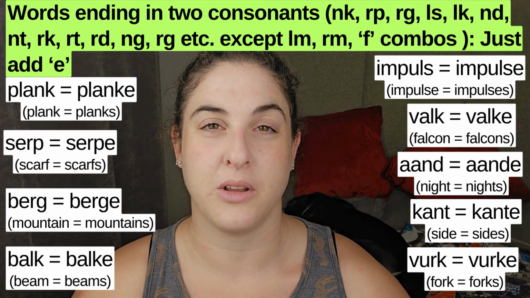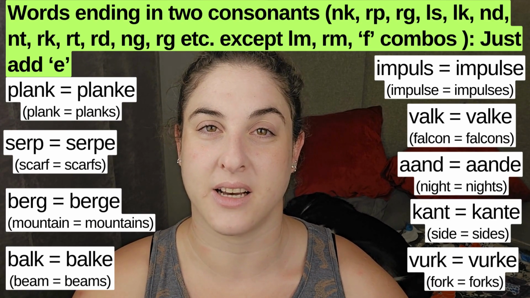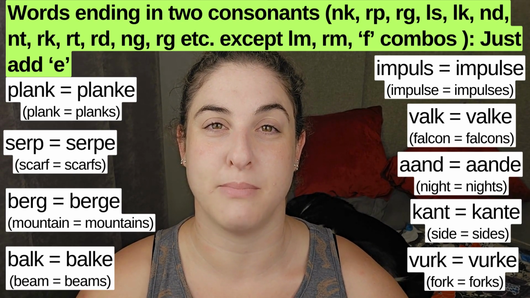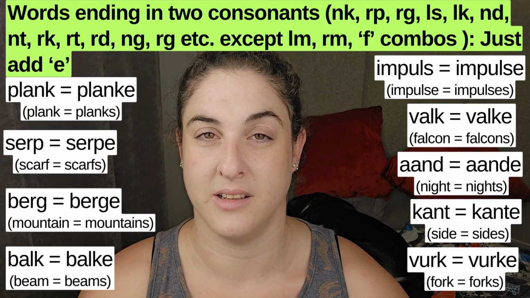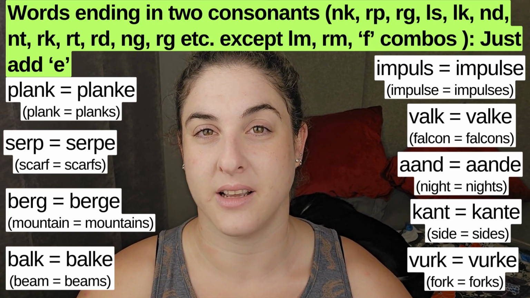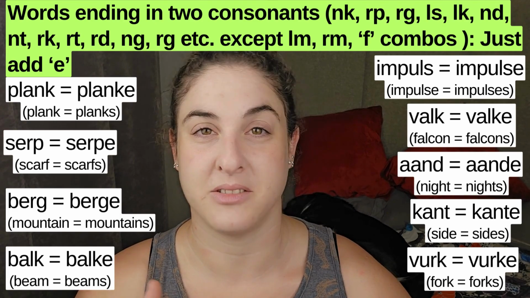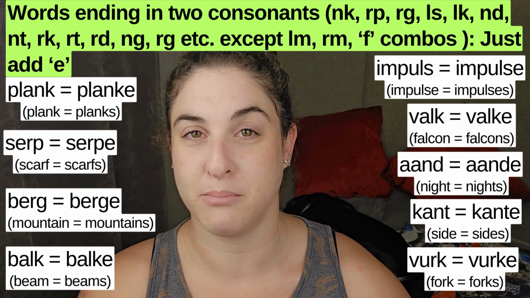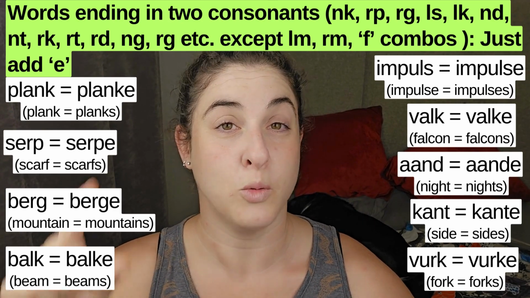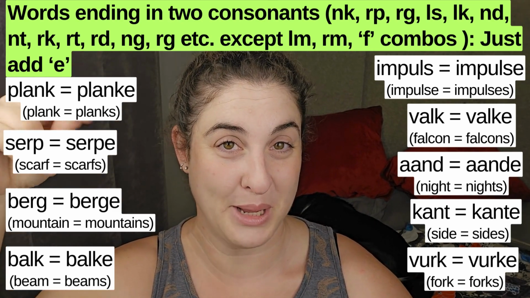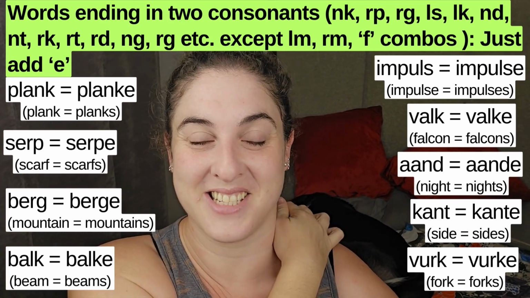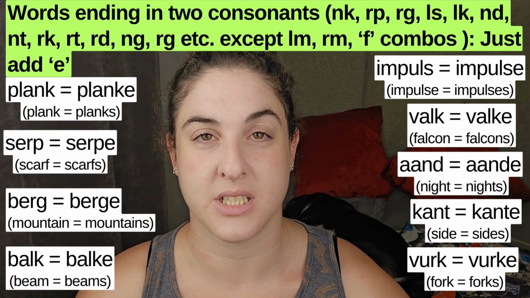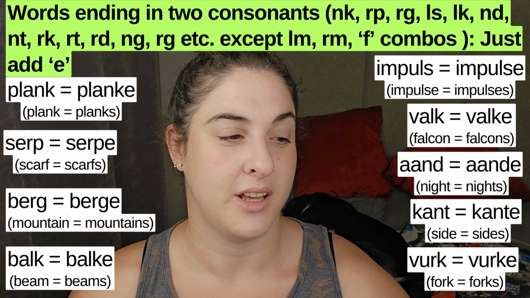So the plural, when you in Afrikaans say the singular berg and add an e at the back, it becomes berge. So berg, berge, that's mountain, mountains. Then balk, balke, which is a beam and beams. And then like wooden beams, not like light beams, wooden beams. That's a balk. And then impuls, impulse, impulses.